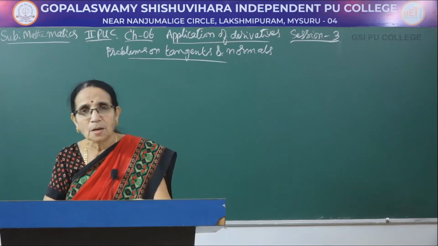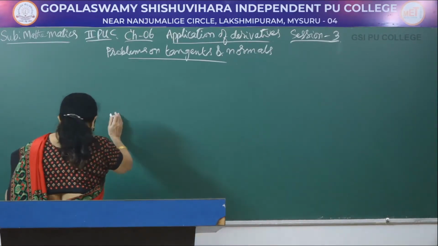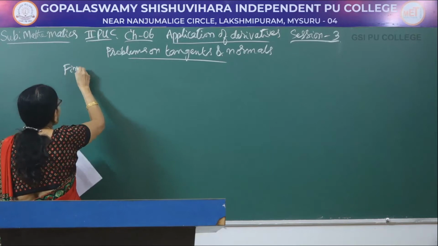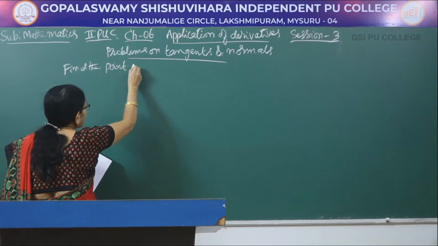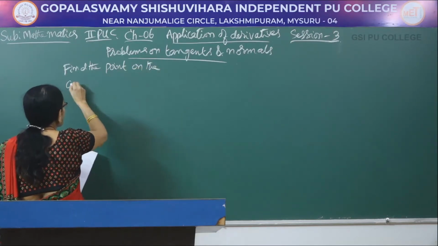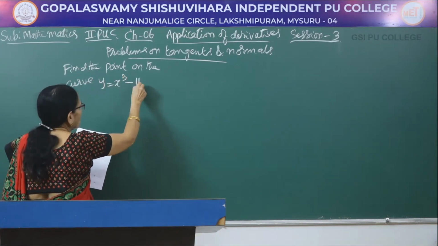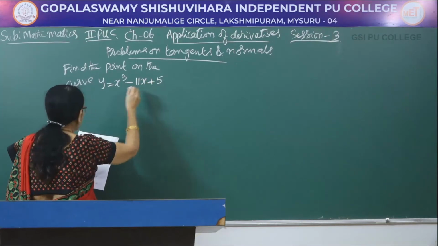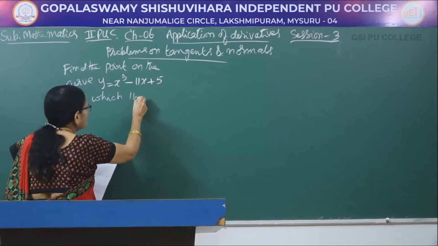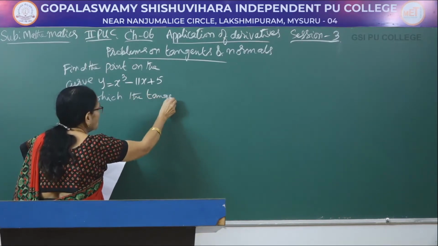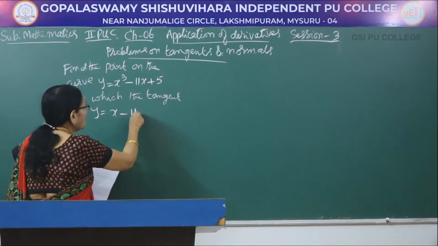Now, the first problem is like this: find the point on the curve. The problem is find the point, singular I am giving, find the point on the curve, y is equal to x cube minus 11x plus 5, at which the tangent is y is equal to x minus 11.